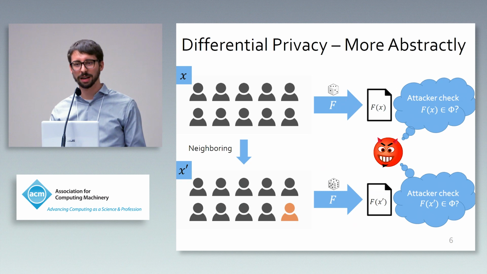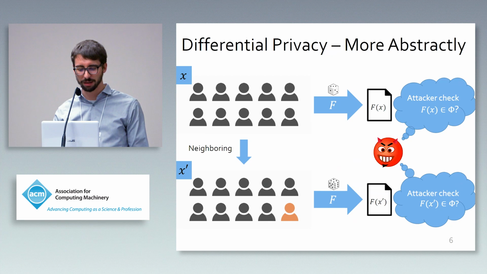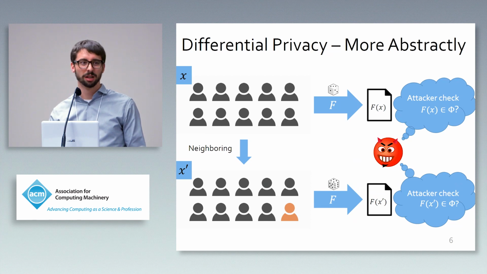Now, looking at this a bit more abstractly, in differential privacy, we have an original database X, a hypothetical database X prime that is a neighboring database to X. You can formalize this some more depending on your taste if you want. And then you run a randomized algorithm F. You get some kind of result, f of x or f of x prime. And the task of the attacker is determining if she's seeing f of x or f of x prime. The most general way to address this task is just by checking if the output that you're seeing is in some set.